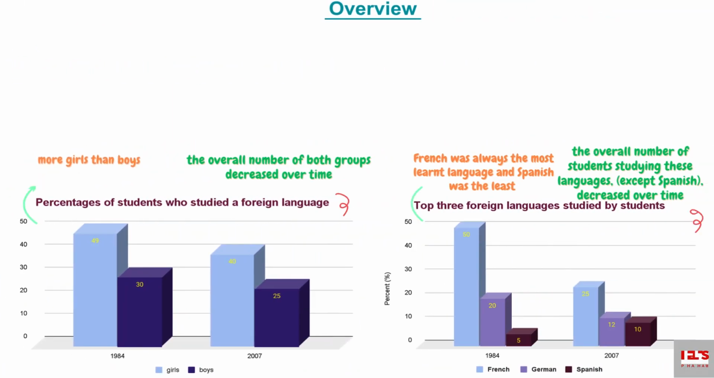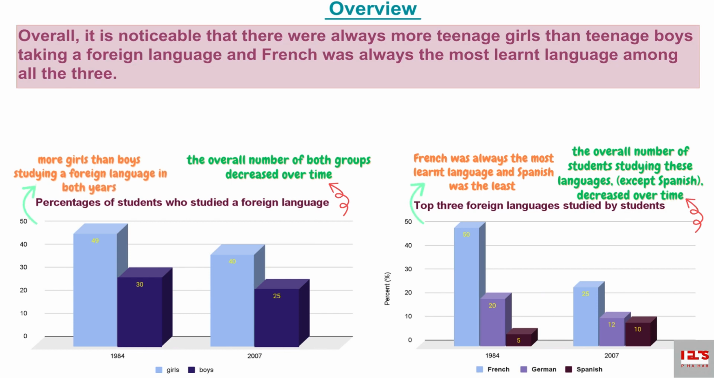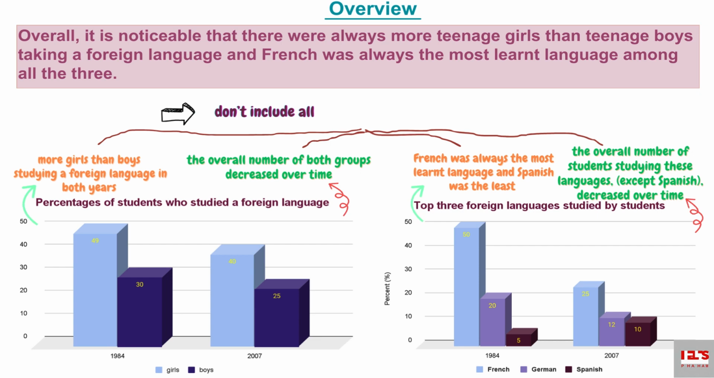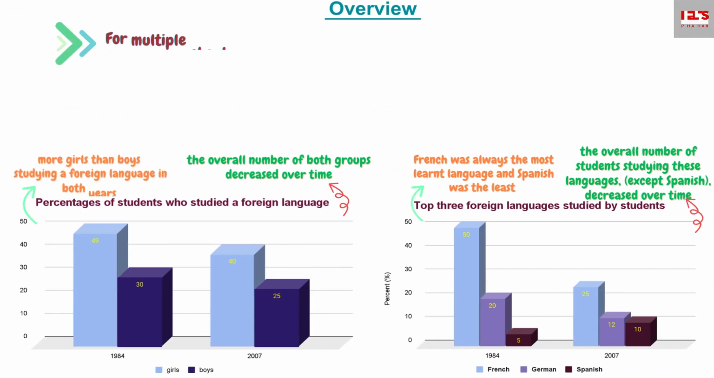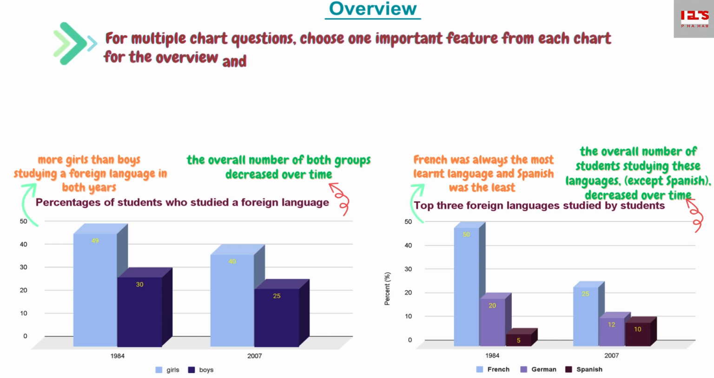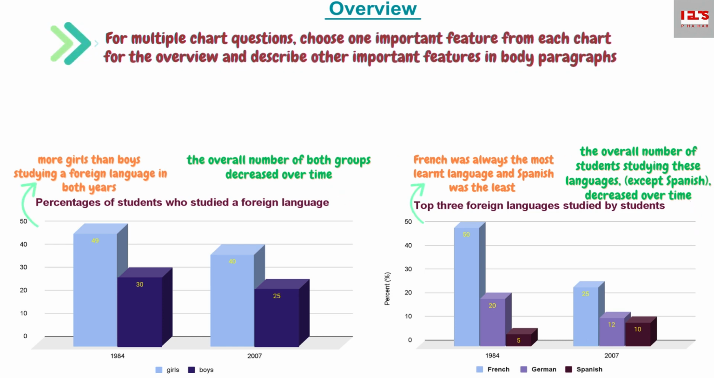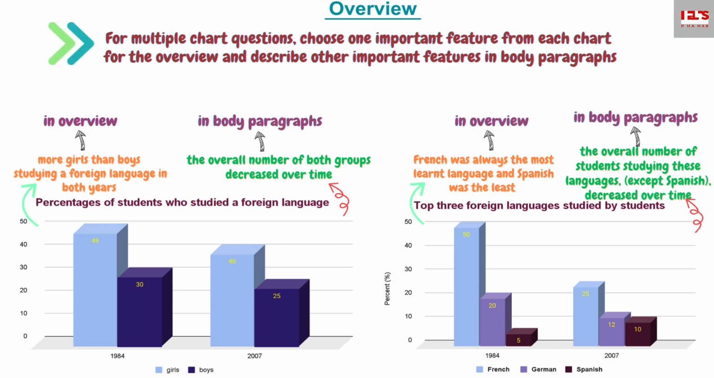So my overview will be like this. You can see I didn't put all the important features from the 2 charts in my overview, but only one from each chart. If you put all of them in the overview, your overview would be too long. For multiple chart questions, you can just pick one important feature from each chart for your overview and then describe other important features in body paragraphs.